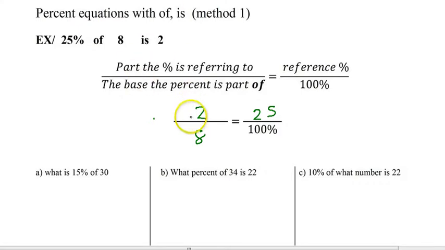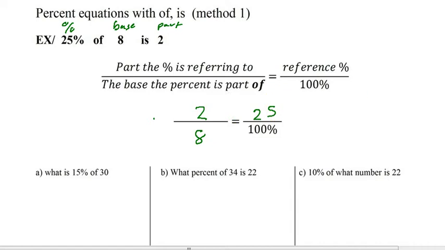That's why if you look across, that's 2, that's 25. They're partnered. And then the base itself is the denominator. So whatever the base is, it's right after the "of". This is our base. This is our part. And this is our percent. And that's when you can fill it in. And then this is our equation.